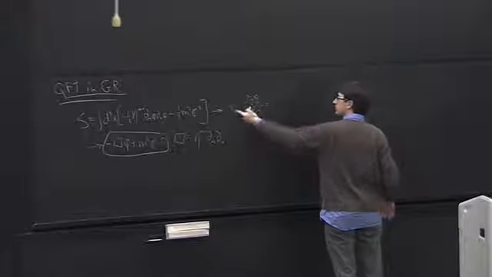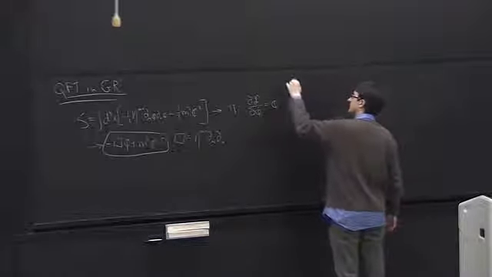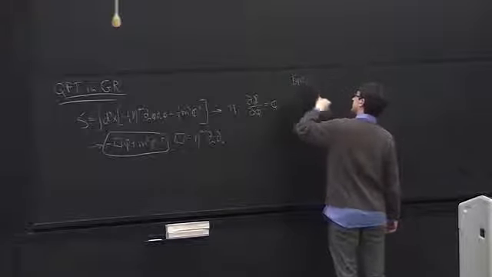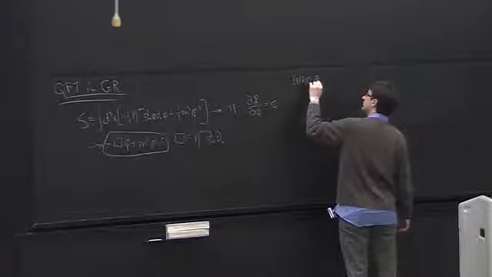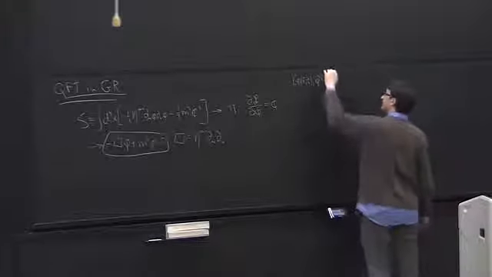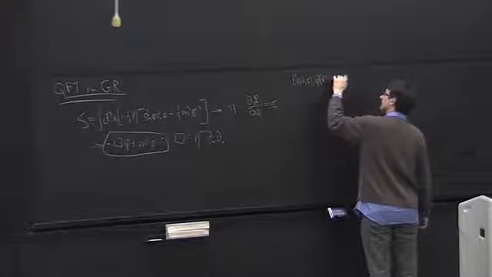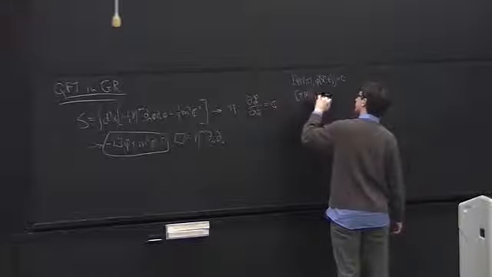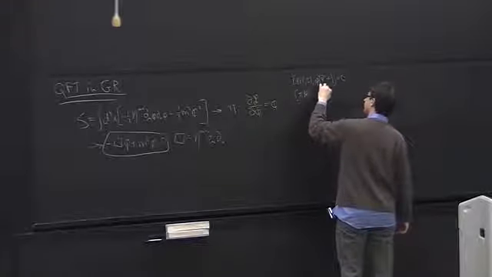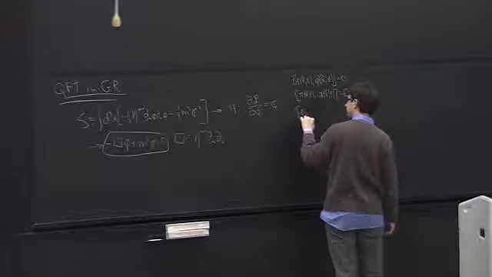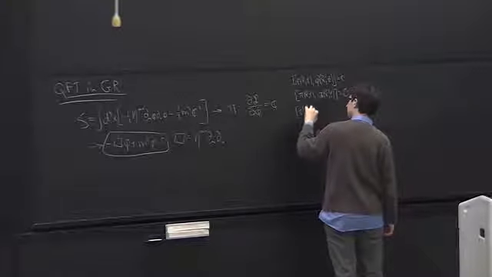We quantize by promoting pi and phi to operators, space-time dependent operators satisfying the canonical commutation relations, which are that phi at x and t commutes with phi at any other position x prime and t. So those guys commute. Similarly, the pi's commute. But phi and its conjugate momentum do not commute.